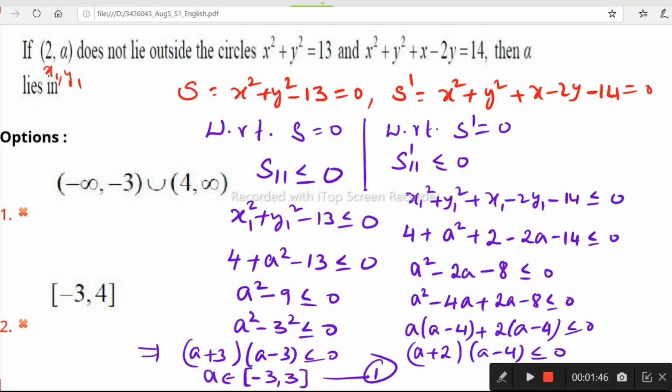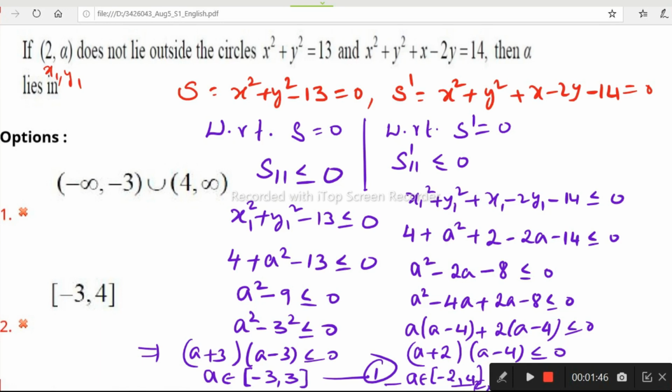So from this what can you get? A belongs to the closed interval minus 2 to 4. Okay, this is the second equation you can take. Equation 1 is ready, equation 2 is also ready. Equation 1 lies between minus 3 to plus 3, including minus 3 and plus 3. Equation 2 is a belongs to the closed interval minus 2 to 4, which means it lies between minus 2 and 4 and equals minus 2 and 4.